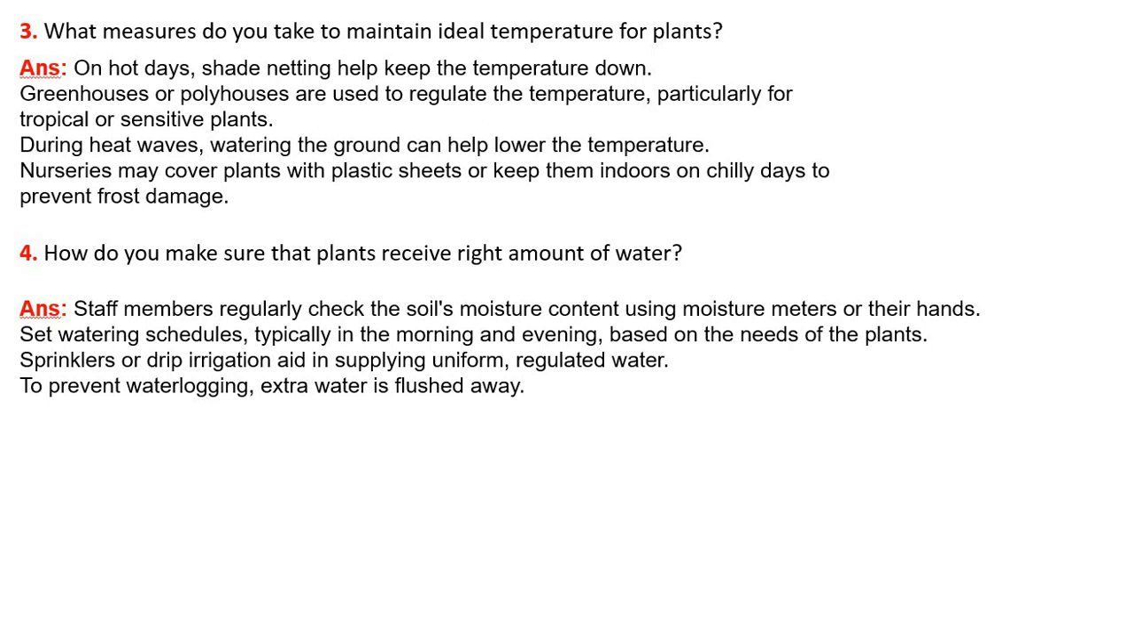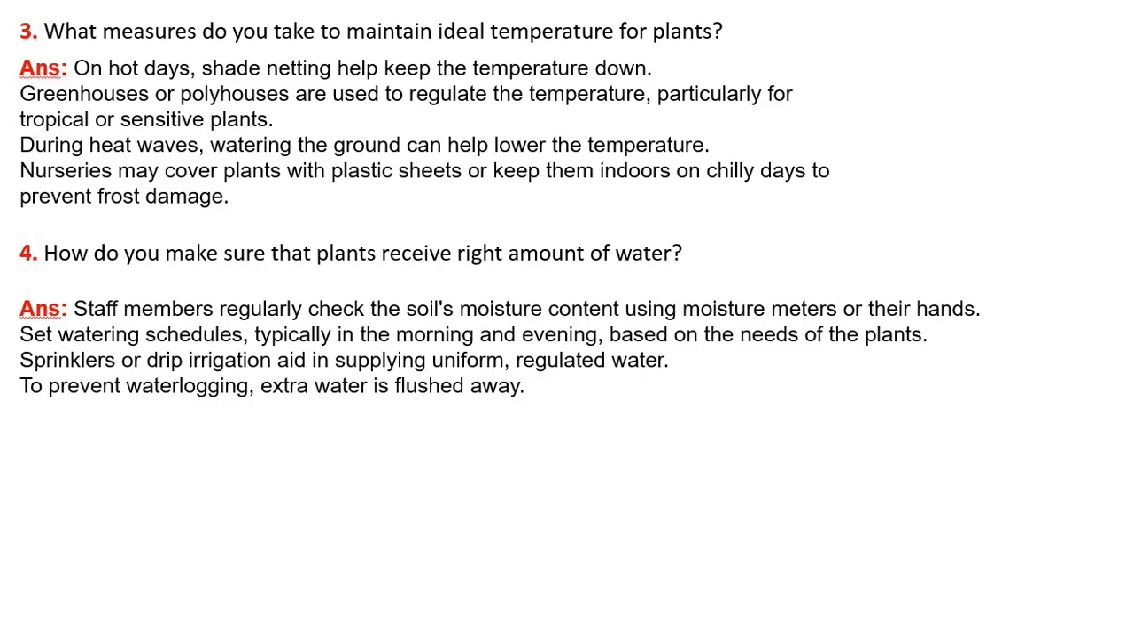What measures do you take to maintain ideal temperature for plants? On hot days, shade netting helps keep the temperature down. Greenhouses or polyhouses are used to regulate the temperature, particularly for tropical or sensitive plants. During heat waves, watering the ground can help lower the temperature. Nurseries may cover plants with plastic sheets or keep them indoors on chilly days to prevent frost damage.